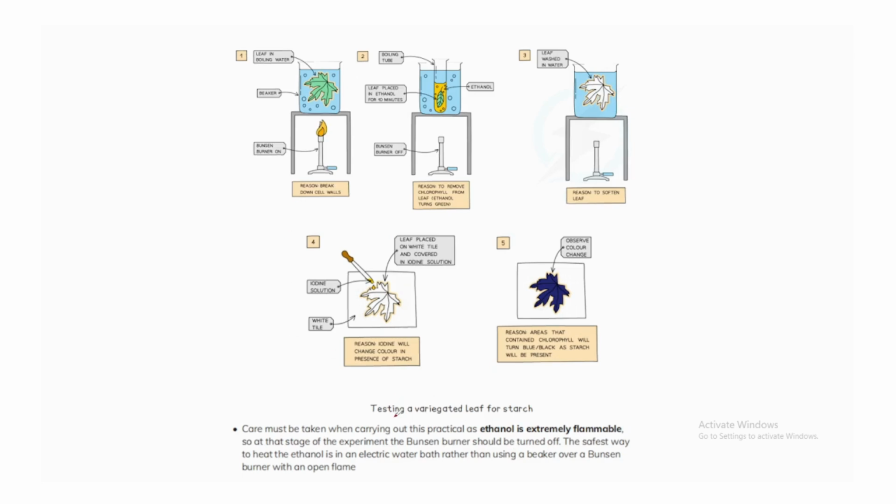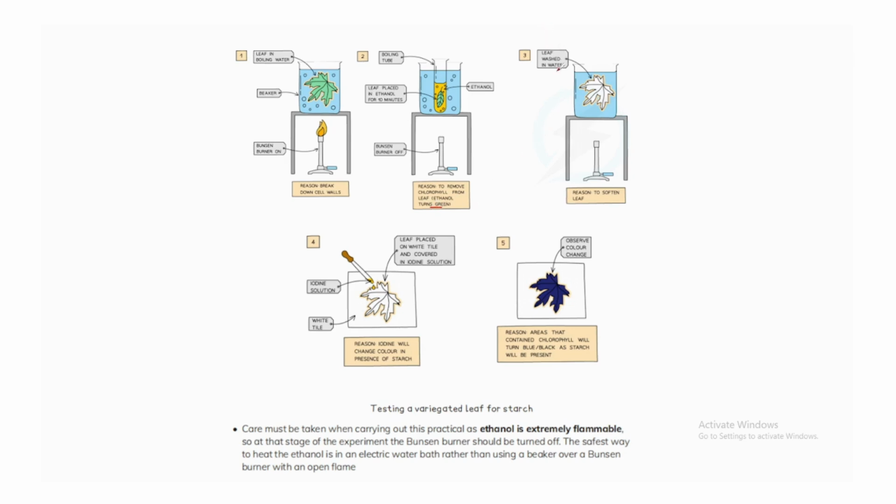This is testing a variegated leaf for the starch test. We place the leaf in boiling water first, to break down the cell walls. Then we will place it in ethanol for 10 minutes. The reason is to remove chlorophyll from the leaf, and the ethanol turns from green to white.